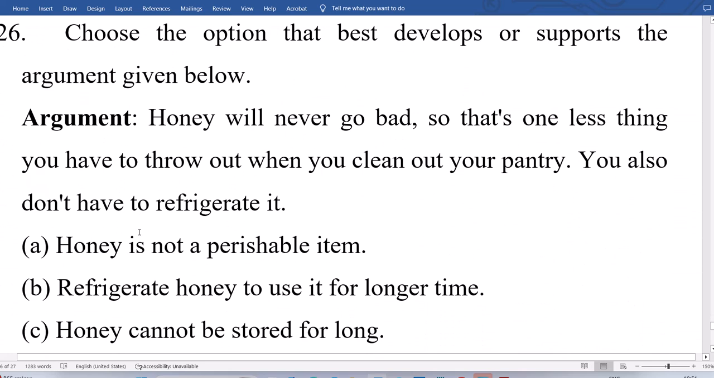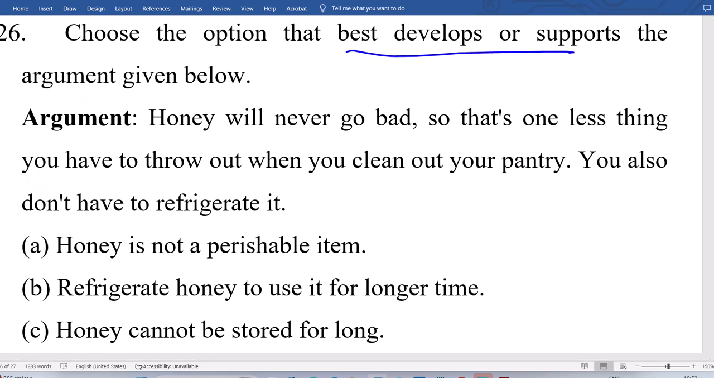Next one, arguments. Listen, you have to read the question. Arguments supporting or weakening. Sometimes they'll ask which option will weaken the argument, but here it is regarding supporting or developing the argument. What is the argument? Honey will never go bad, so that is one less thing you have to throw out when you clean out your pantry. You also don't have to refrigerate.